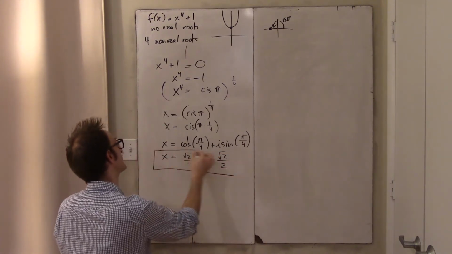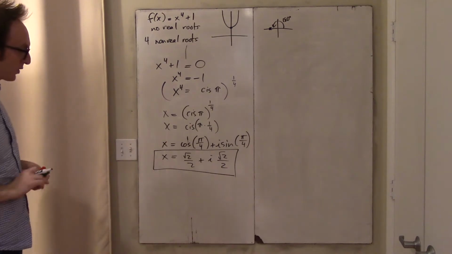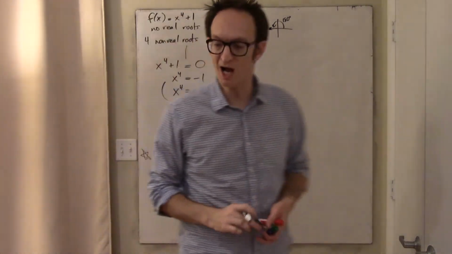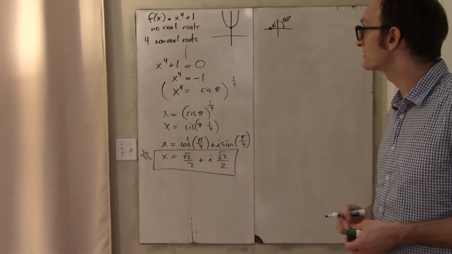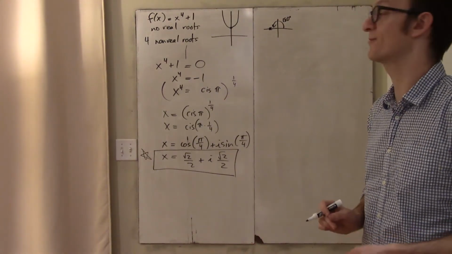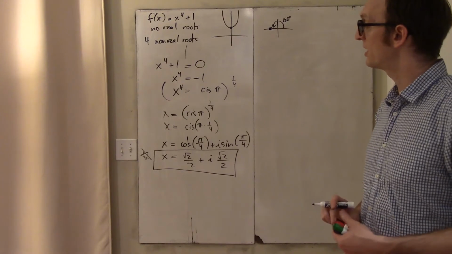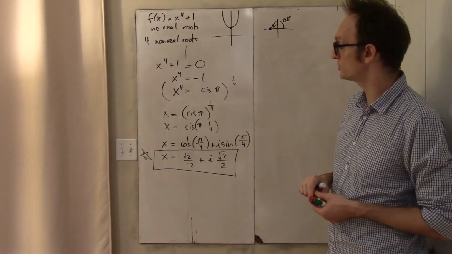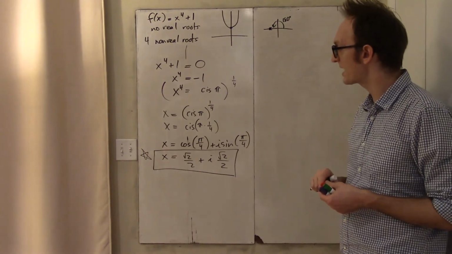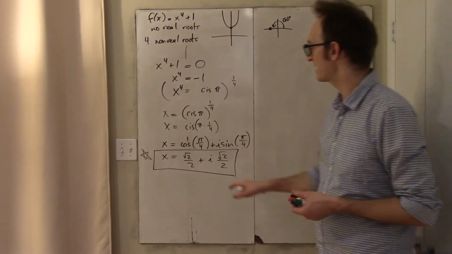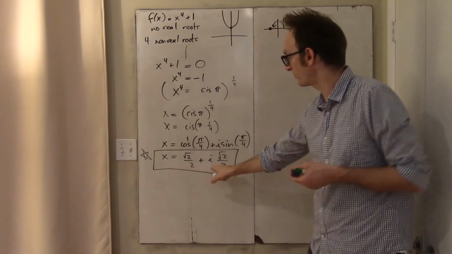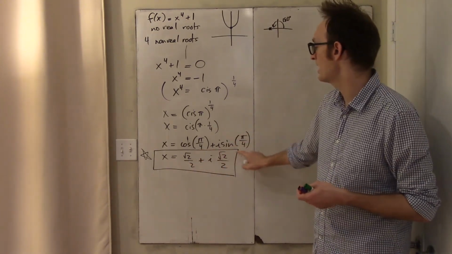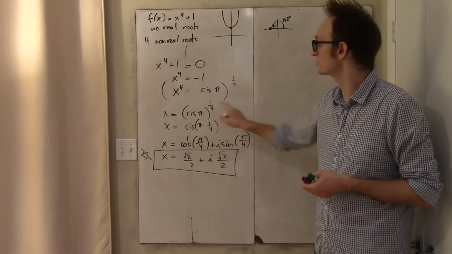So, quite shockingly, if you weren't expecting this, it's quite a shock to find that this is one of the roots of this polynomial, x to the 4th plus 1. This number, root 2 over 2 plus i root 2 over 2. And where did this come from again? It came from just evaluating cosine pi over 4 and sine pi over 4. And this is just shorthand for this, and this is just that.